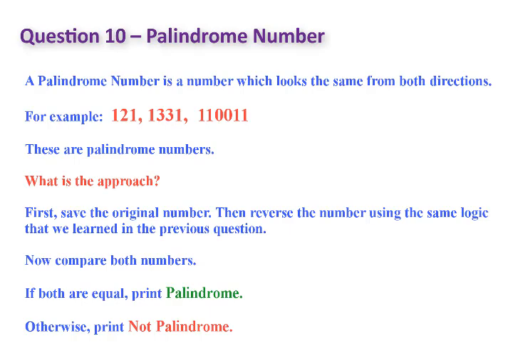First, save the original number, then reverse the number using the same logic that we learned in the previous question. Now compare both numbers. If both are equal, print palindrome. Otherwise, print not palindrome. So students, this question is actually using the logic of question number 9. Once you understand reversing a number, solving the palindrome problem becomes very easy. Now, look at the code displayed on your screen.